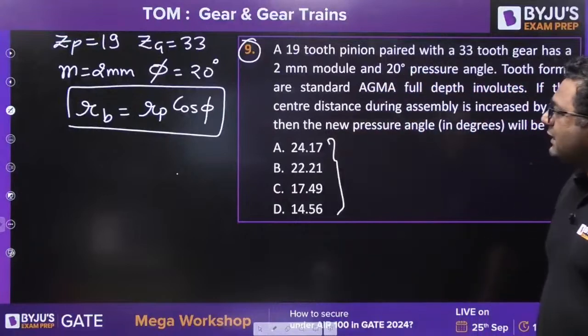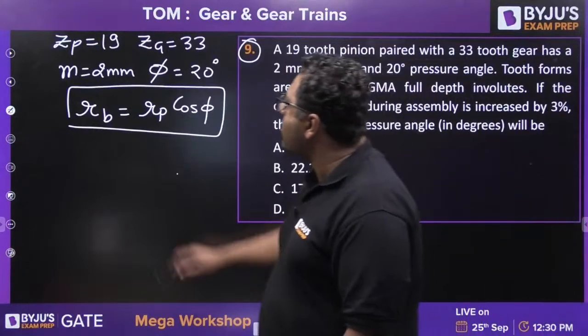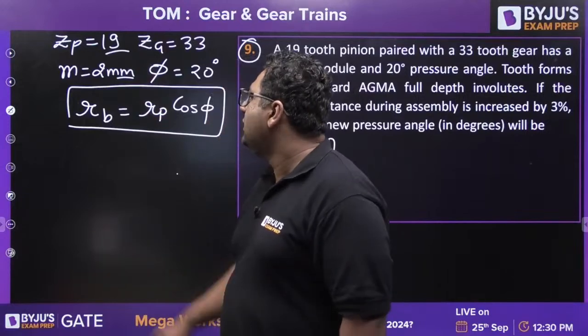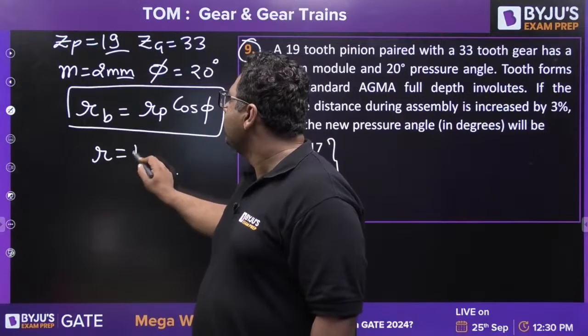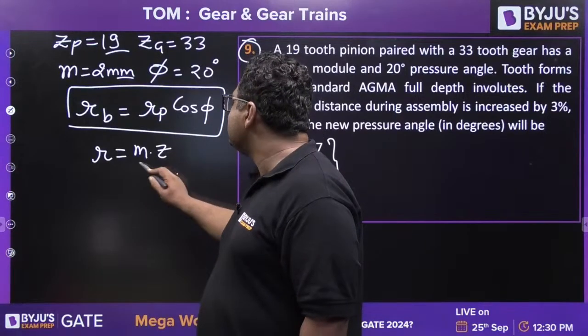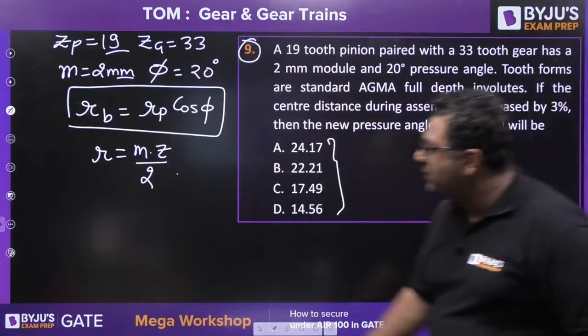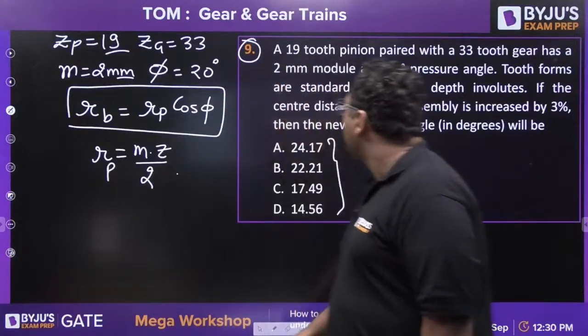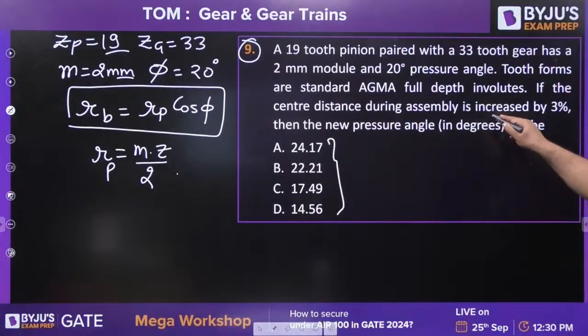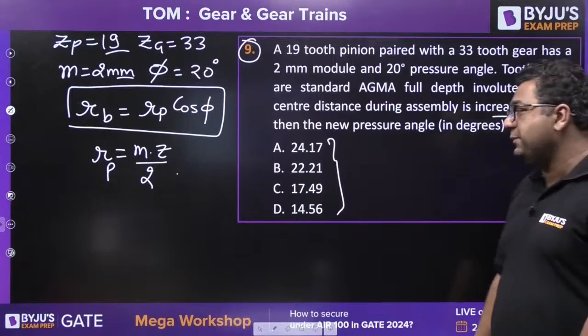Yes, what they are saying is the module is given to us, and the number of teeth are given to us. And you know the radius is module into Z by 2. This is the radius if you want to find out. This will be the pitch circle radius. What they are saying is that the center distance is increased by 3%.